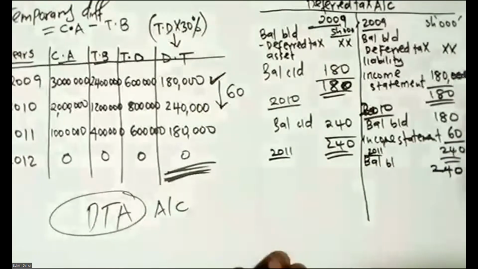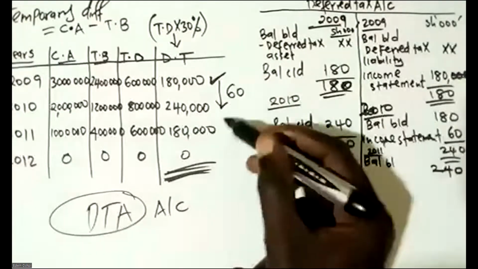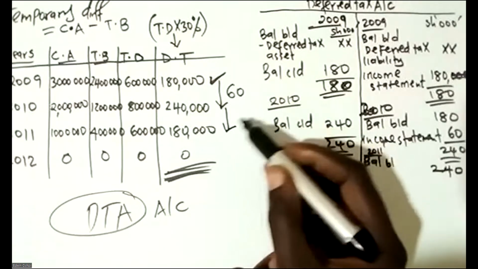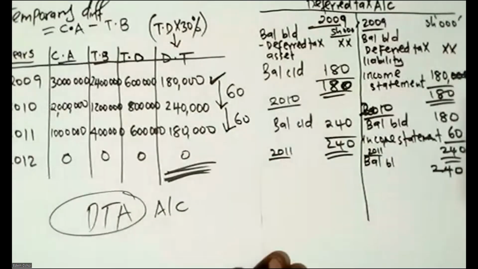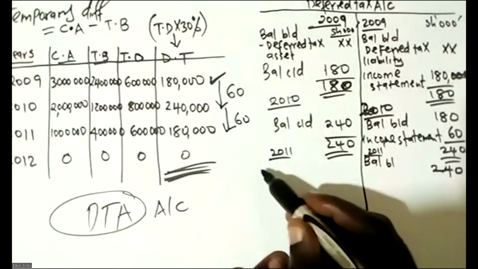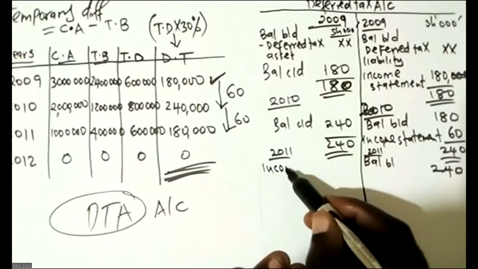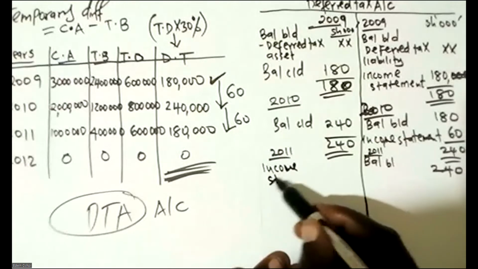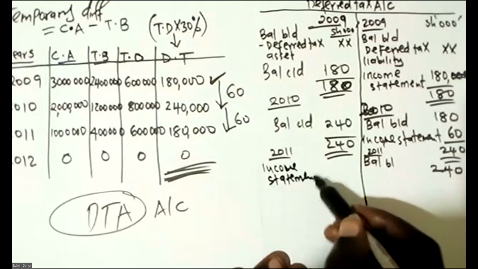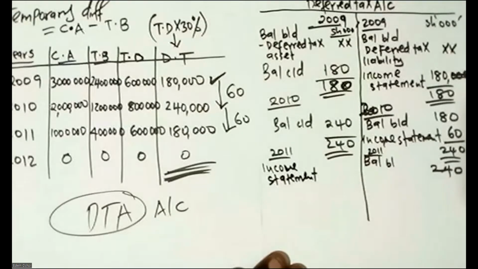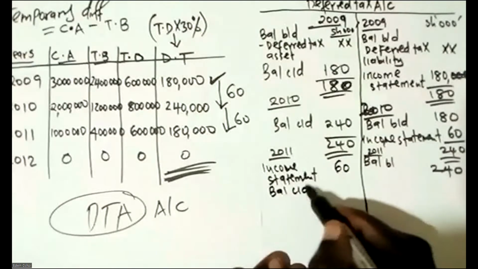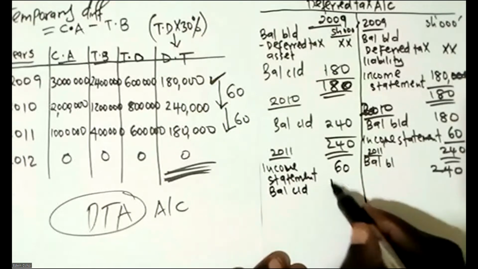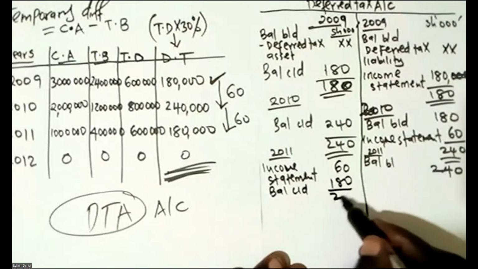Then there was a reduction from 240 to 180, meaning that there is a deferred tax income of 60. That one comes to the debit side as a deferred tax income. So again, it affects the income statement, but not as an expense, but a deferred tax income of 60. So the balance carried down will be 180. So that we have 240.